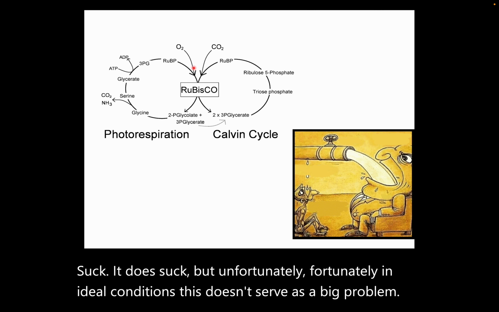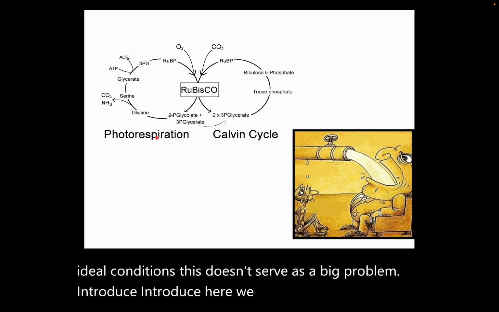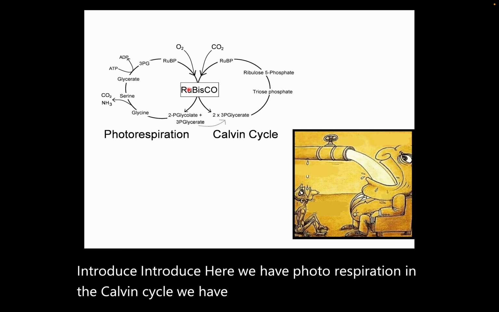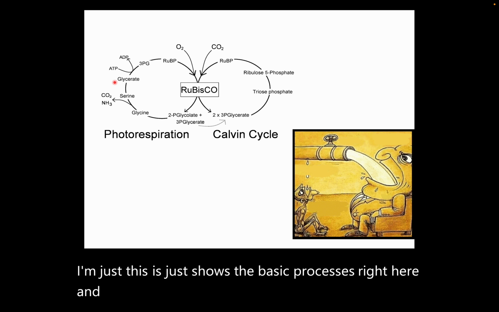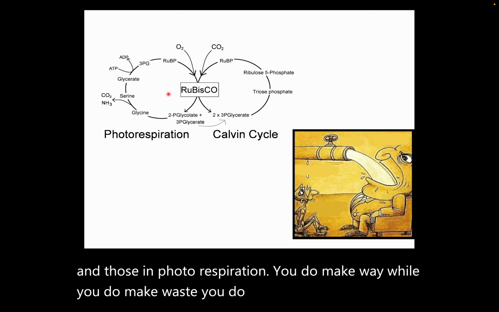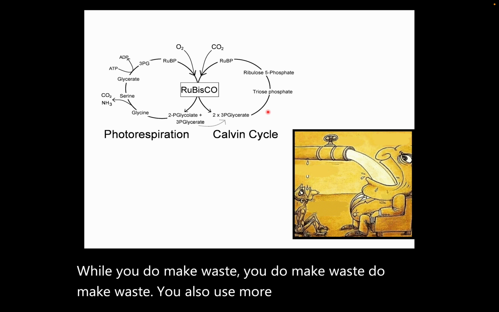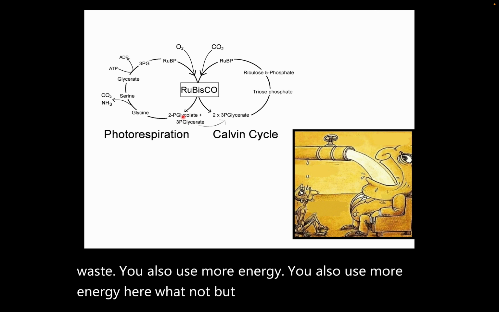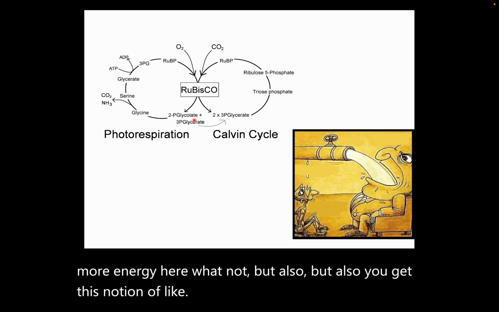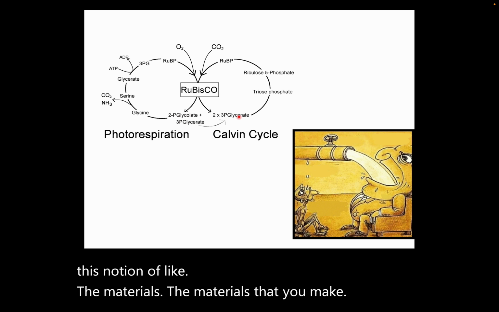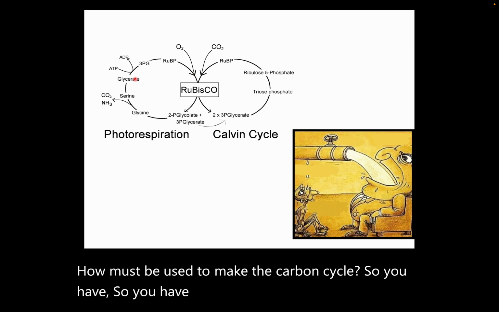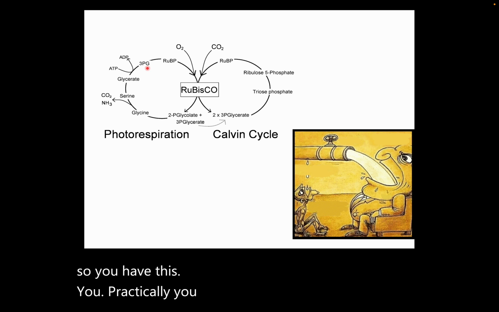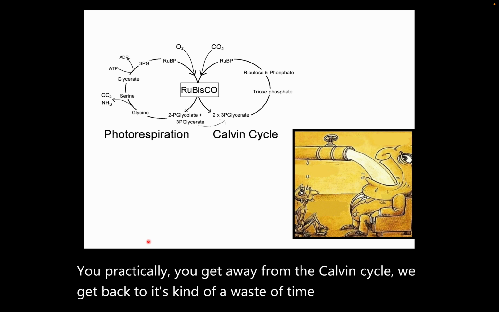Here we have photorespiration in the Calvin cycle. And we have Rubisco. And this just shows the basic processes right here. In photorespiration, while you do make waste, you also use more energy. Also, the materials that you make must be used to make the Calvin cycle, so you get away from the Calvin cycle, but you get back to it. It's kind of a waste of time for plants to do that.